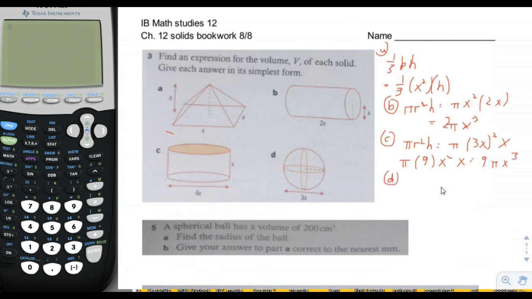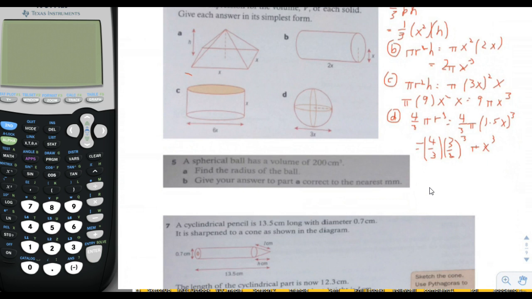Now D. It's a sphere, so it would be 4/3 pi r cubed. And then r in this case is, the diameter is 3x, so the r would be 1.5x, so it would be 4/3 pi 1.5 x cubed. So 1.5 cubed, we could also write that as 3/2 cubed, so it would be 4/3 times 3/2 cubed times pi times x cubed.